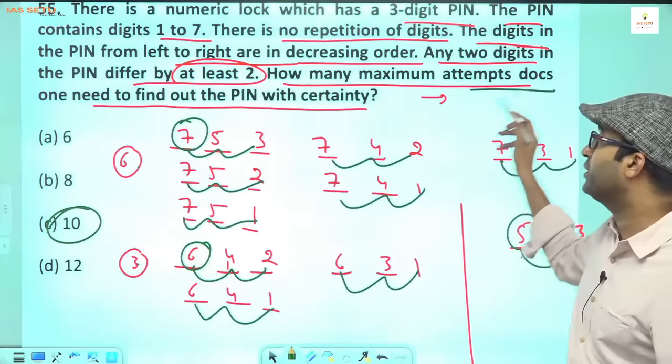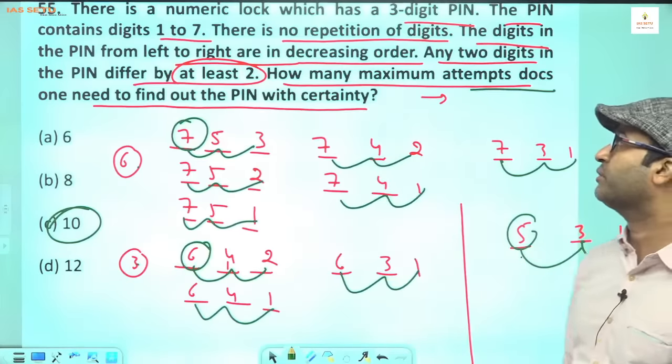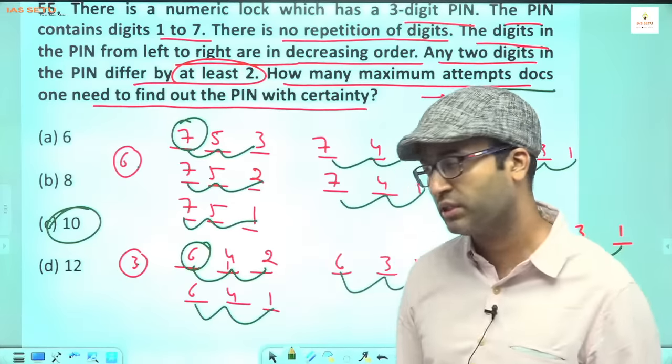How many maximum attempts does one need to find out the pin with certainty? 10 attempts, it took 10 attempts.